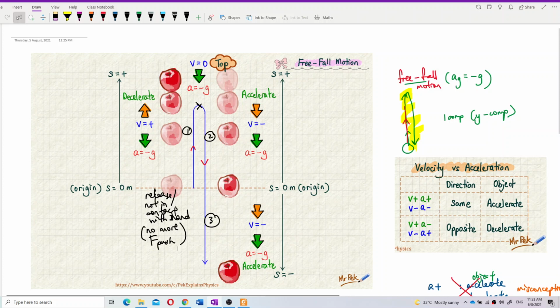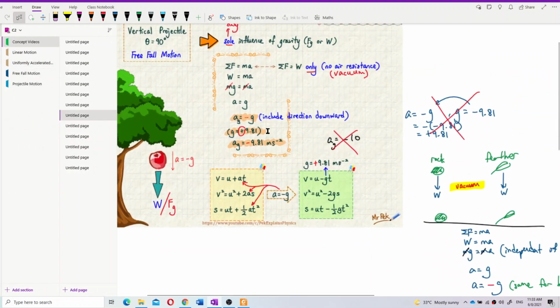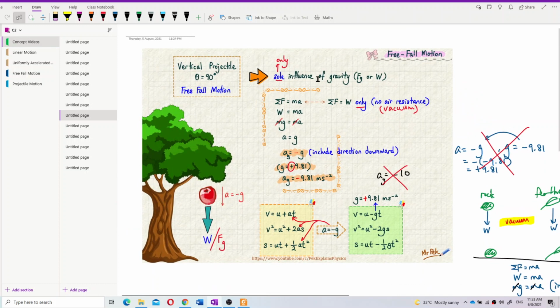We can just plainly say that the hand already provided an initial velocity for the apple to move up. Once it is released from the hand, there is no more pushing force from the hand. So the only force acting on the apple now is the weight. The sole influence of gravity, which is what is meant by free fall motion. Only the weight force acting on the apple.